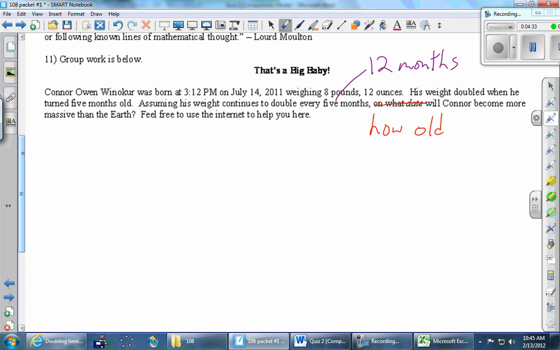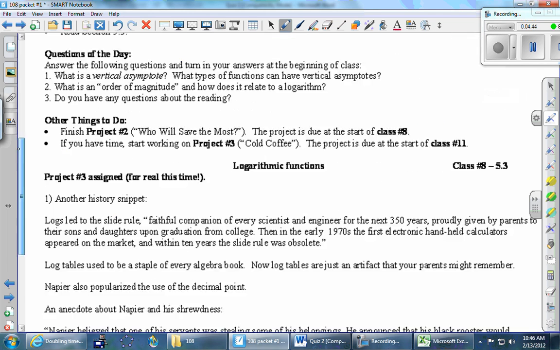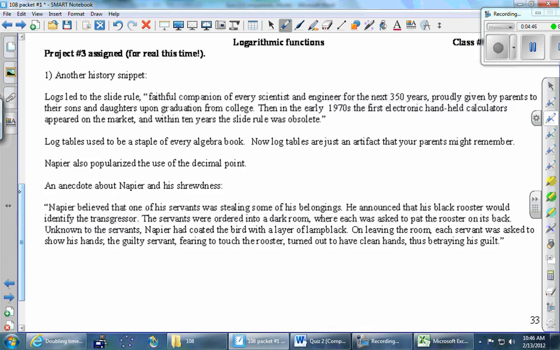Oh, and Stephen, you and I talked about an alternate method you had, and I figured out what was happening with that. So let's chat right after class. Okay. Okay, so here on page 33, we have number 1, and we can begin with Topher.